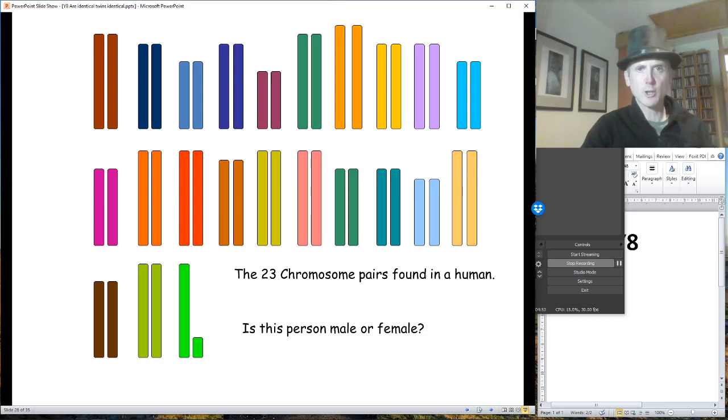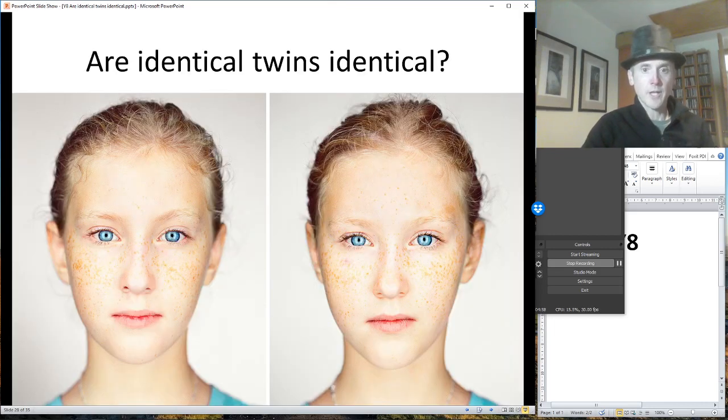So let's look at some identical twins and look for differences. So here we are. They've both got blue eyes. That could be down to chance. So when I show you the other twins, let's see if they all have the same eye colour. But these two are very similar.